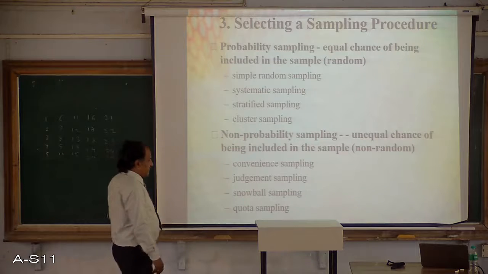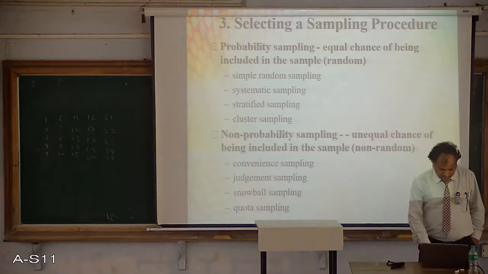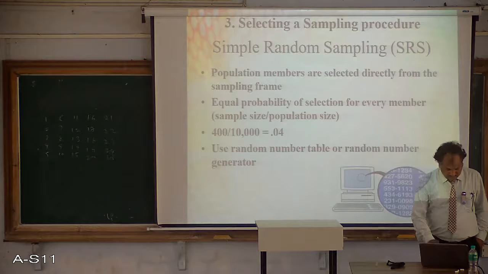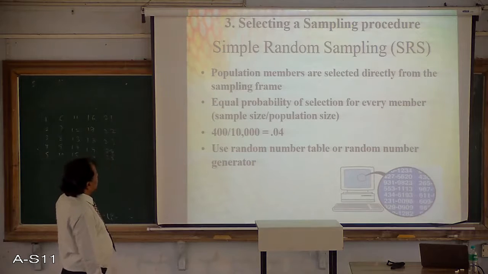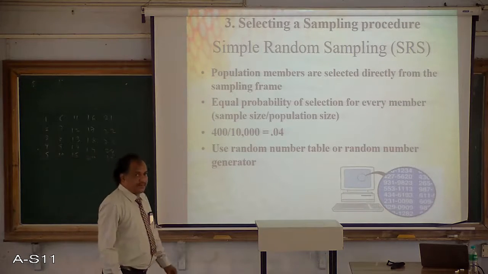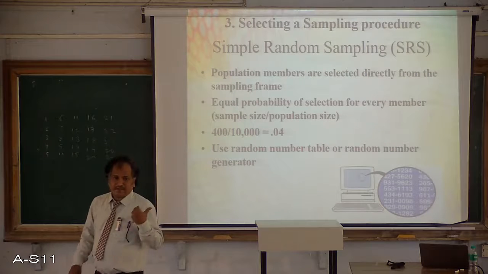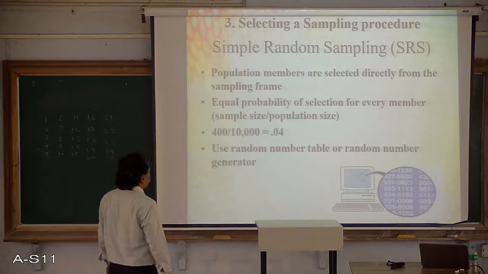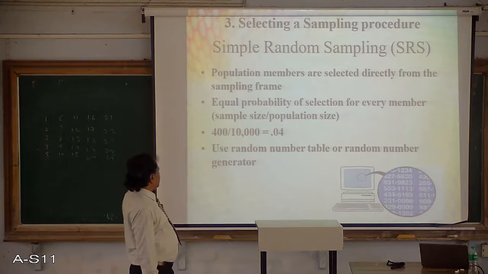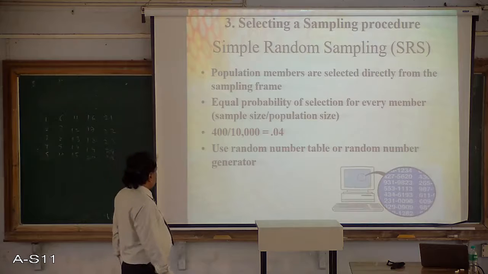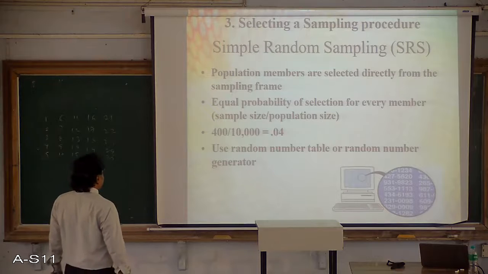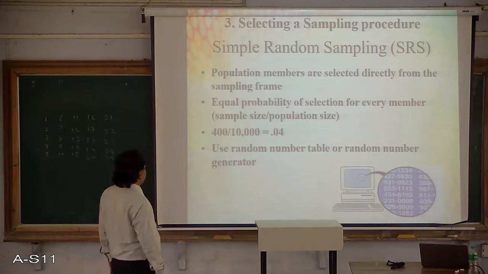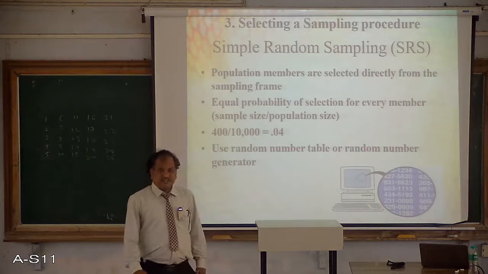So in simple random sampling, we have population members that are selected directly from the sampling frame. Suppose I have the population of 25, equal probability of selection for every member, sample size and population size is going to be divided. So suppose if I use some total number as 10,000, and the sample size is 400, 0.04 or 4% is the rate of selection of the samples. Use a random number table or random number generator for generating the samples.